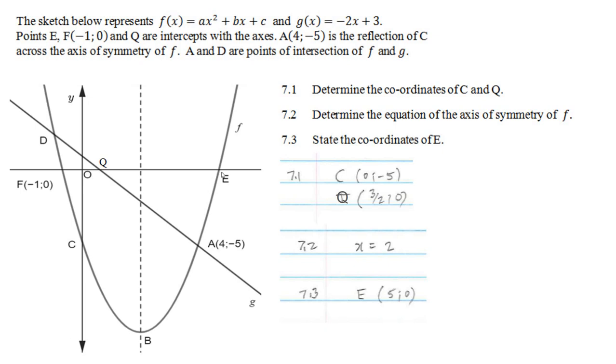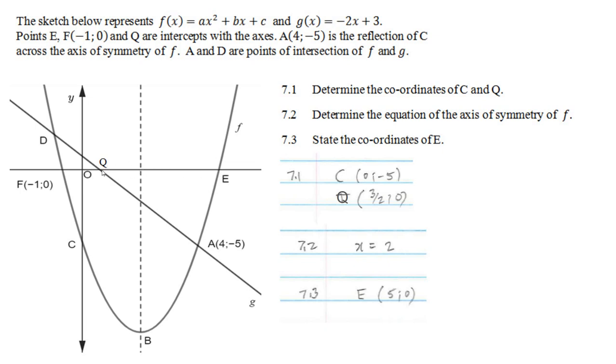What about E here? How can we figure out E? Well, you can see that this is minus 1 and 0. That's a point here, right? Well, we know that x equals 2 here, and if we go 3 to the left, by symmetry it must be 3 more than 2. It must be 5. So it must be 3 on either side.